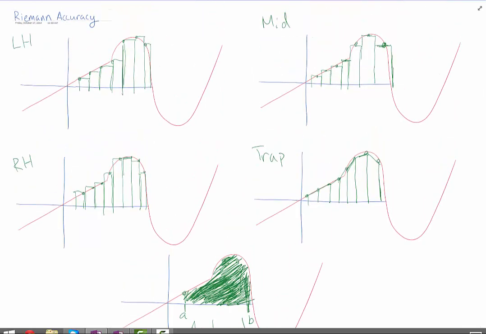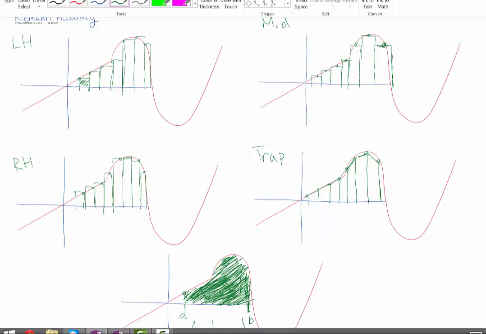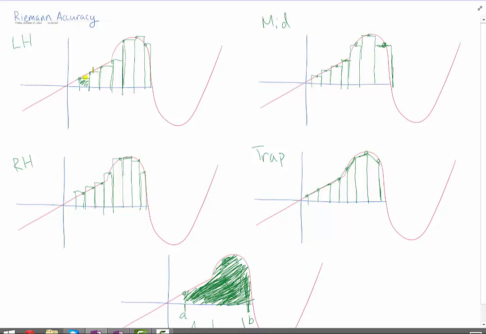And these are all going to be different levels of accuracy. Sometimes they over approximate, sometimes they under approximate. Left hand ones don't always under approximate. It depends on the concavity. So if you have a line where the slope is increasing, you can see this left hand is underneath. So I'll highlight this extra space that is left over. So right now it's under approximating.